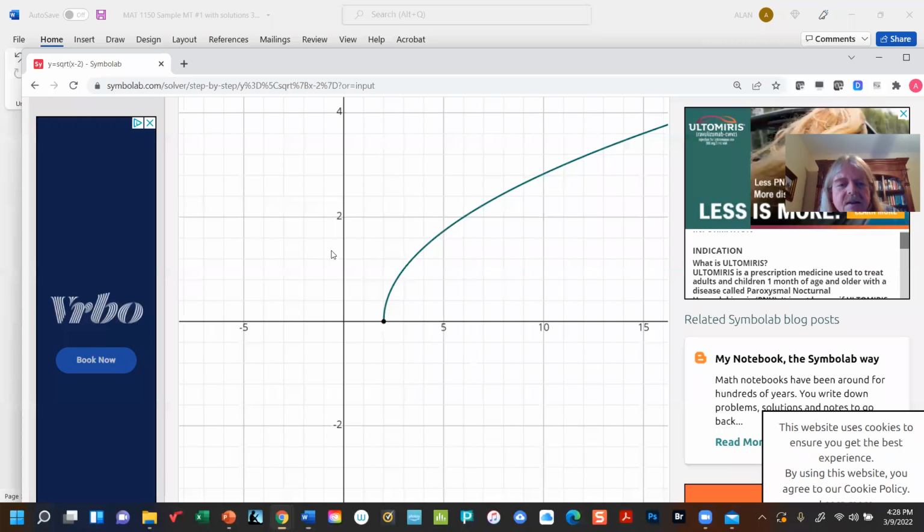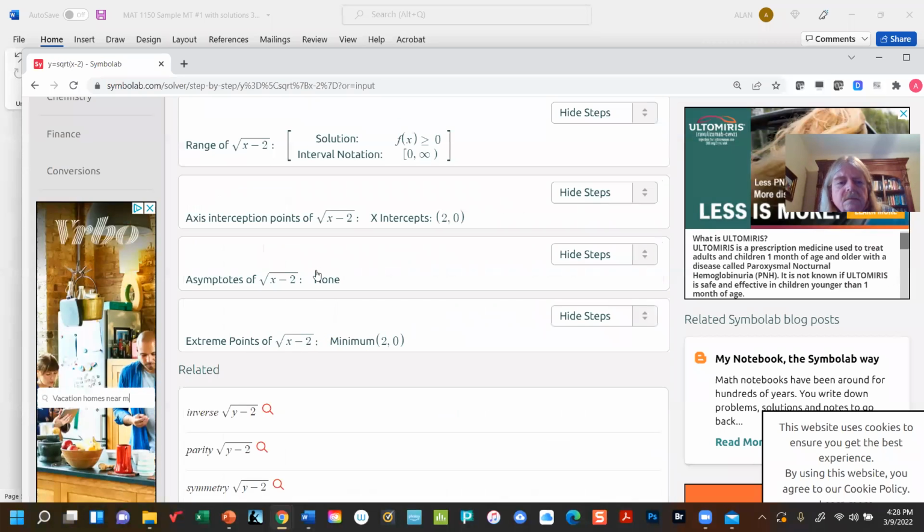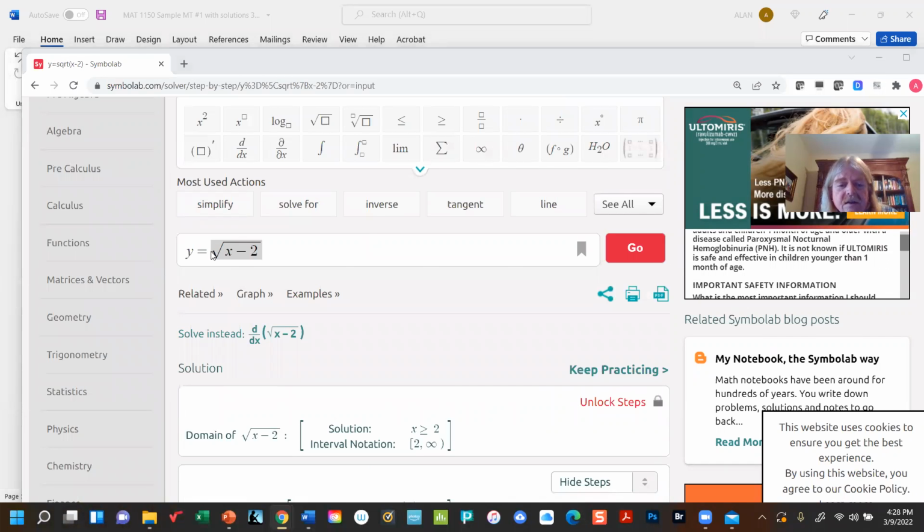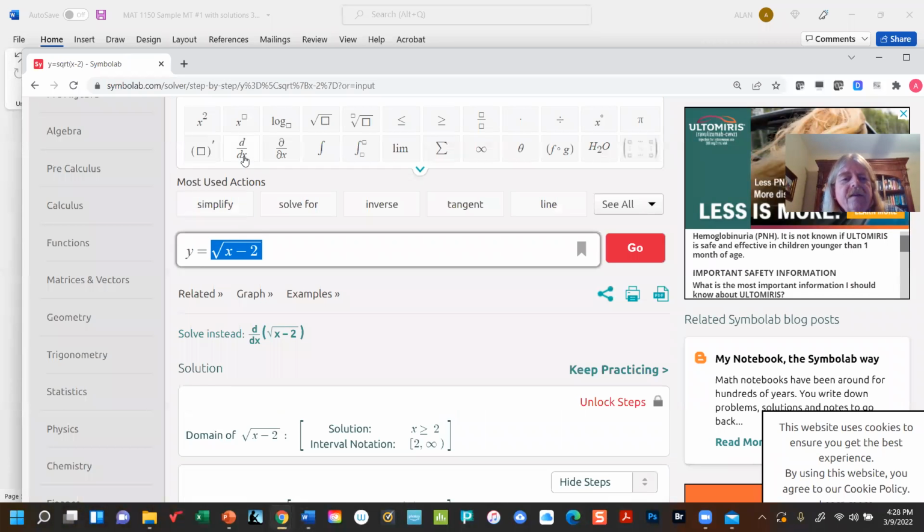So let's go back to Symbolab. And of course, it will tell us everything we need to know.